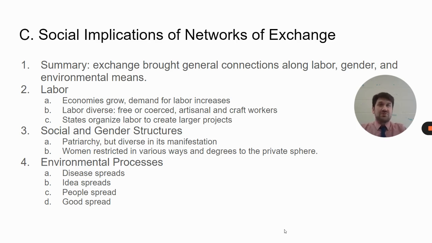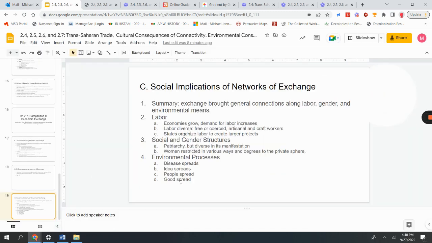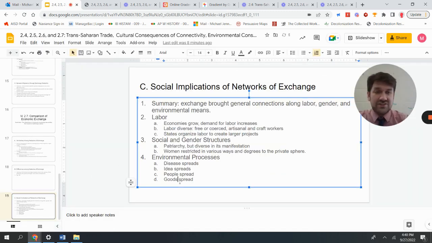Another thing that happens through the social implications is that the world changes through these trade routes. The diseases spread, ideas spread, people spread by the diasporic communities, and goods spread. So that's the gist of comparing these units together.